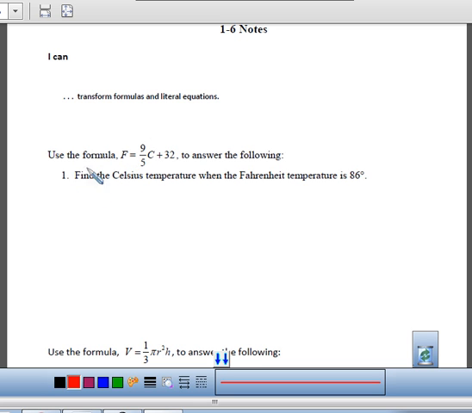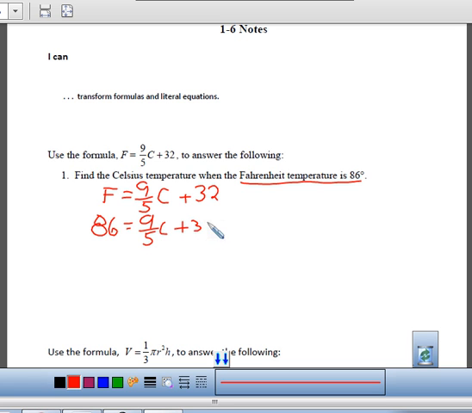So, here is a formula. Use the formula F equals 9 over 5C plus 32 to answer the following. Find the Celsius temperature. So, what I like to do is rewrite the original formula. Essentially, this is like doing the check when we would solve an equation. You rewrite the original equation, and then they give you the Fahrenheit temperature as 86. So you're going to plug in 86 for F. And then we're going to solve for C.